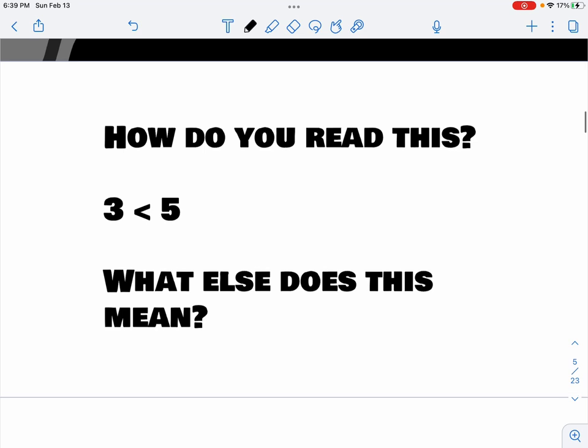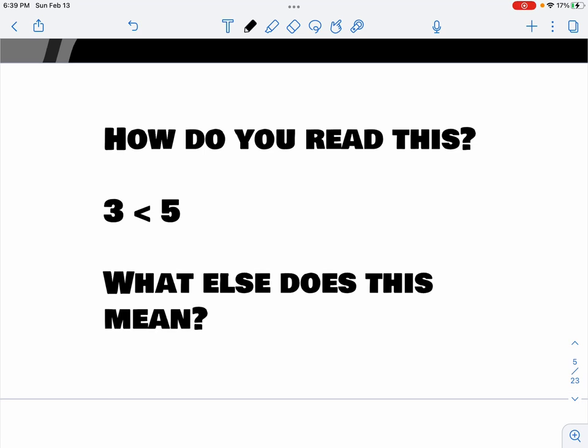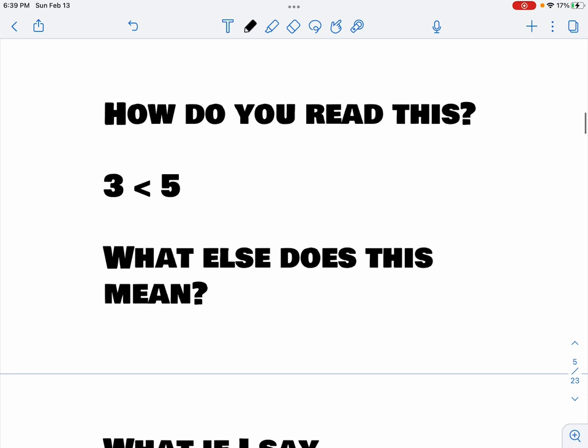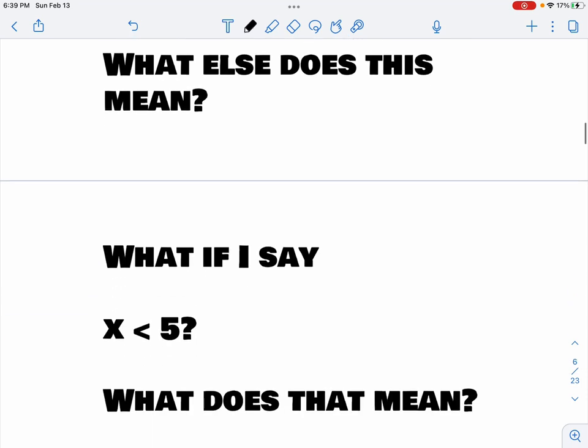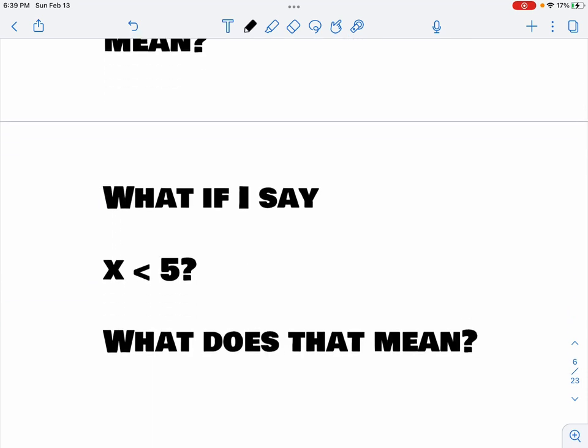Okay, how do you read this? You read this as 3 is less than 5. So that means that 3 is less than 5. So what else does this mean? What if I say x is less than 5? What does that mean? Well, that means that x can be any amount of numbers.